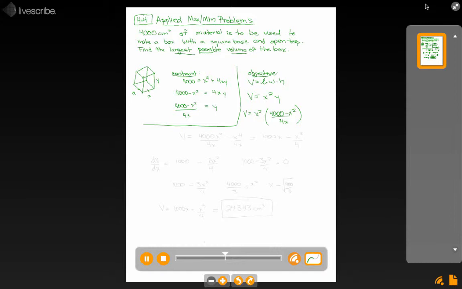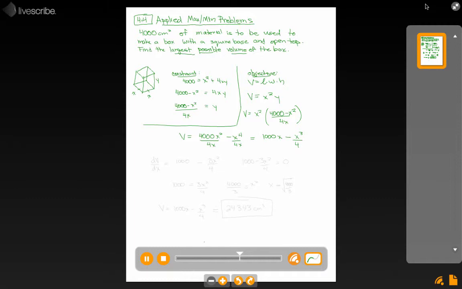Now I've seen people dive in with both feet and start taking the derivative and use the quotient rule and the product rule, and it's great, you can do that, but you can save yourself a little bit of trouble by simplifying your expression before you start differentiating. I've got 4,000 x squared minus x to the 4th, everything is divided by 4x. So this can be written as, probably the best would be to say 1,000 x minus x cubed over 4. Definitely an easier derivative to take.